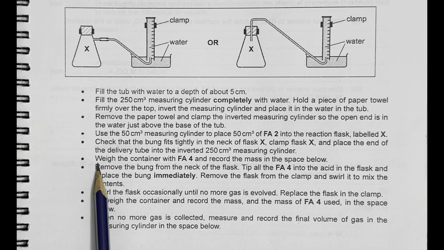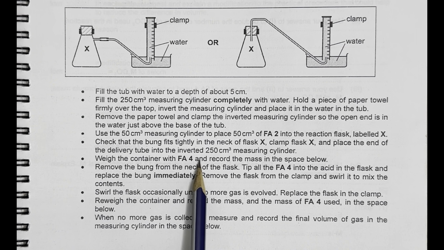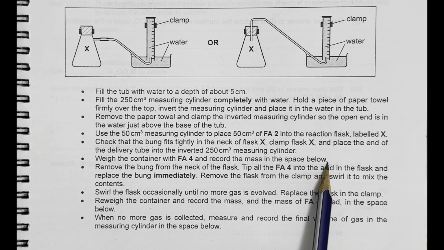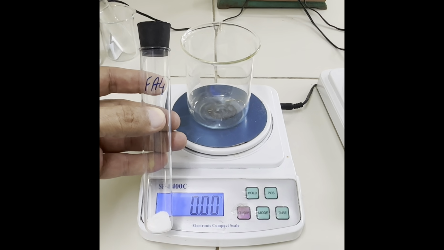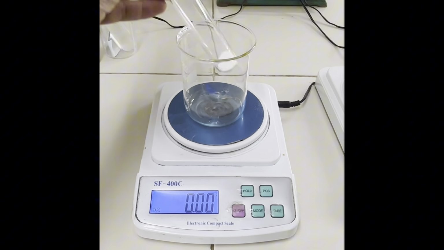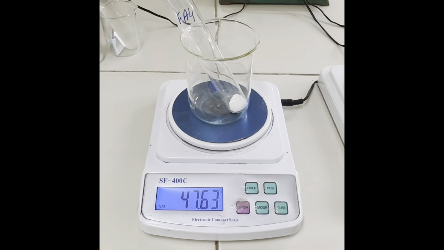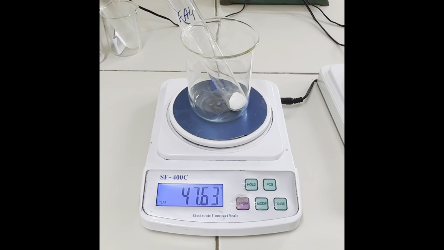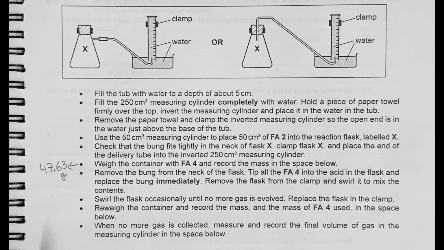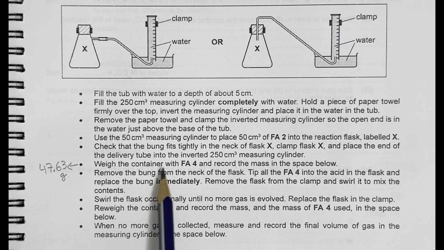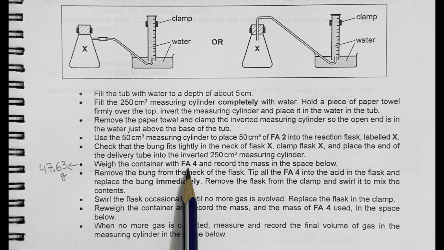Now, weigh the container with Fa4 and record the mass in the space below. Container with Fa4: 47.63. 47.63 is the mass of the container with Fa4 recorded.